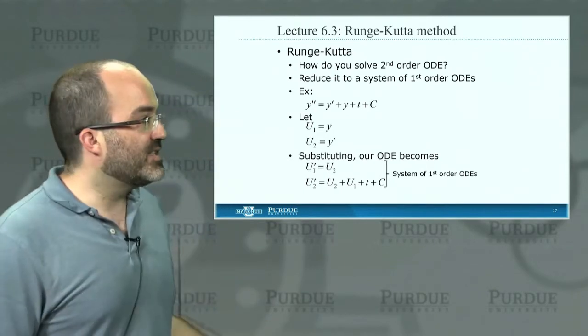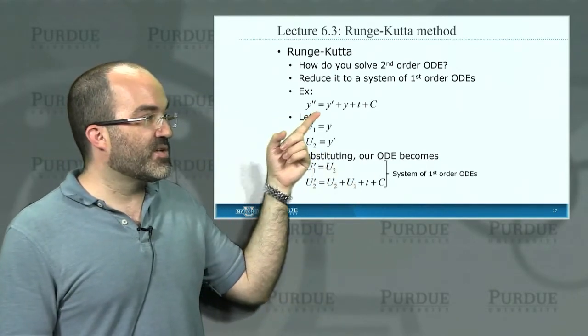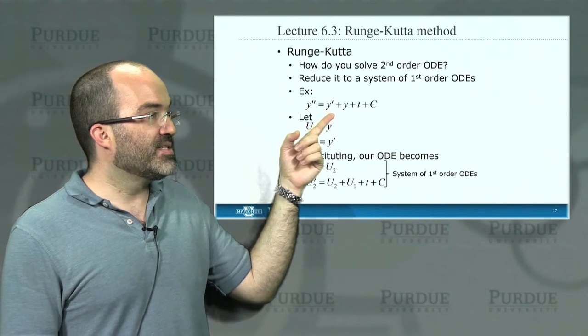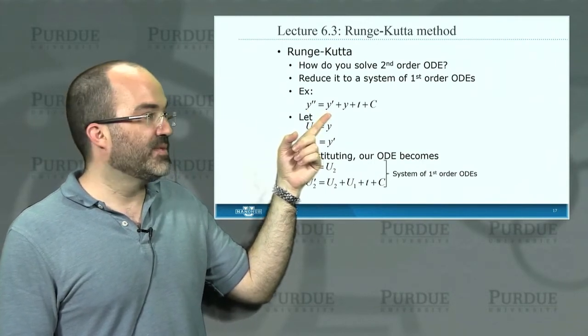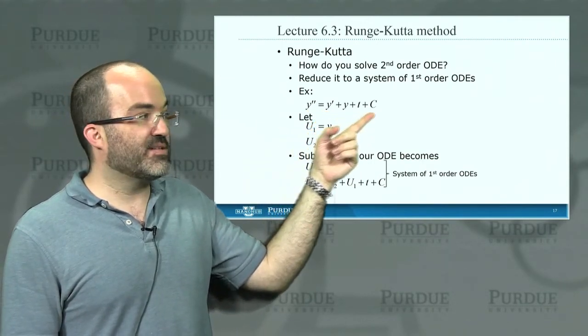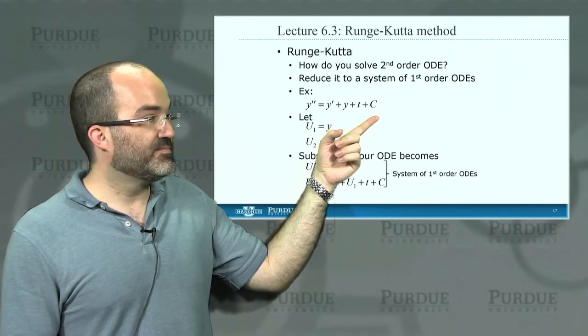So for example, let's say you had an equation that said that the second derivative, y double prime, is equal to the first derivative, y prime, plus y, plus t by some constant c. Okay?